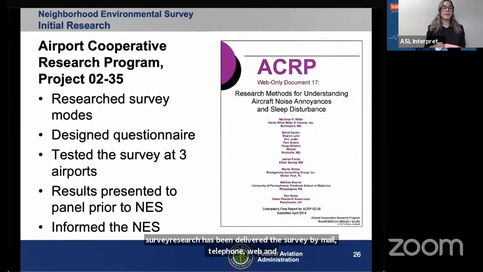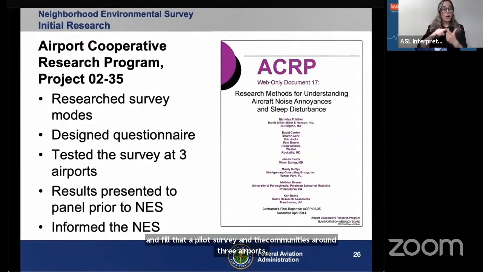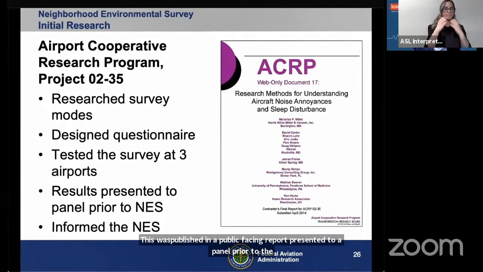The project facilitated the proper design of the mail and telephone questionnaires and fielded a pilot survey in the communities around three airports: San Diego International Airport, Portland International Airport, and General Edward Lawrence Logan International Airport. The results of this project were published in a public-facing report and presented to a panel prior to the start of, and providing an invaluable resource for, the Neighborhood Environmental Survey.